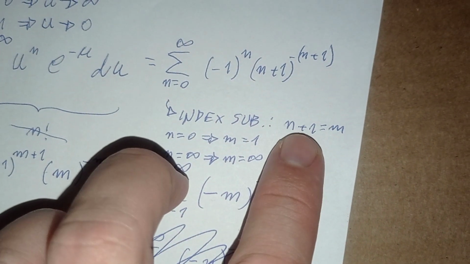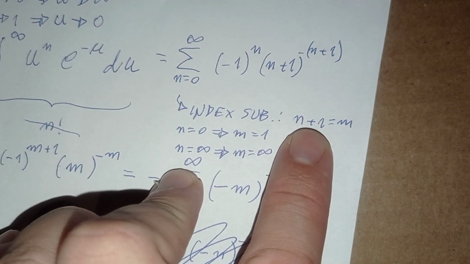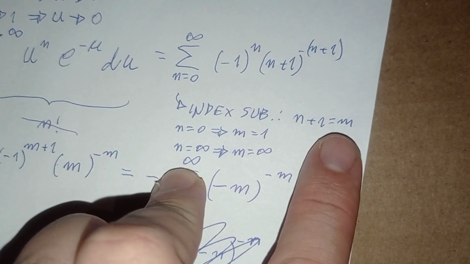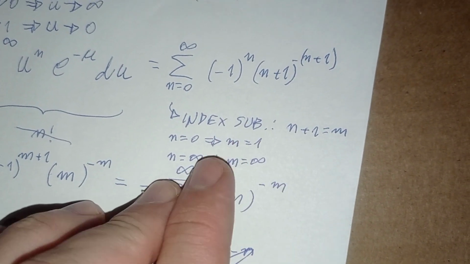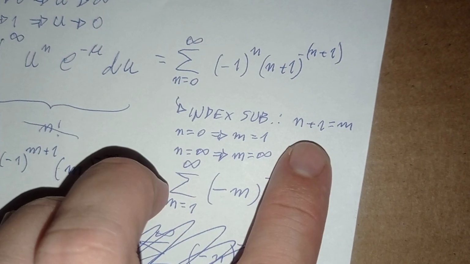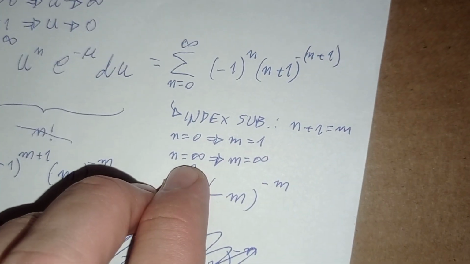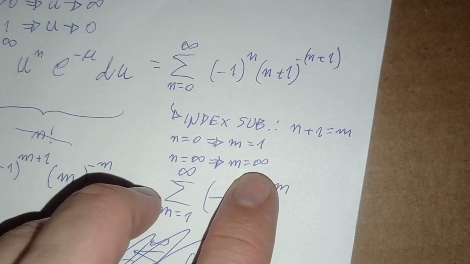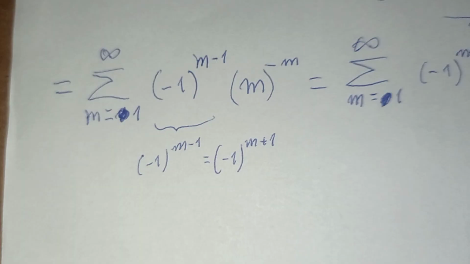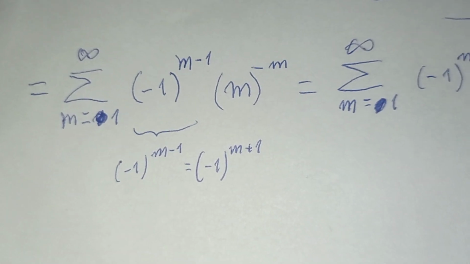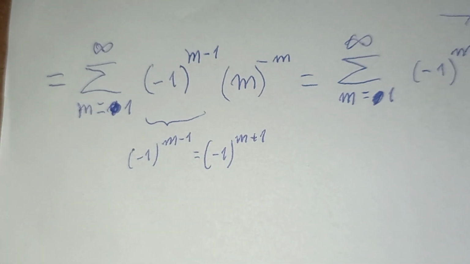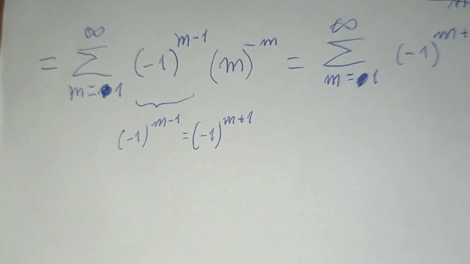But we're gonna need to do an index change. n plus 1 is gonna be equal to m. So when n is 0, m is 1. When n is infinity, m is infinity. And we get this, the sum from m equals 1 to infinity of (minus 1) to the m minus 1 times m to the minus m.